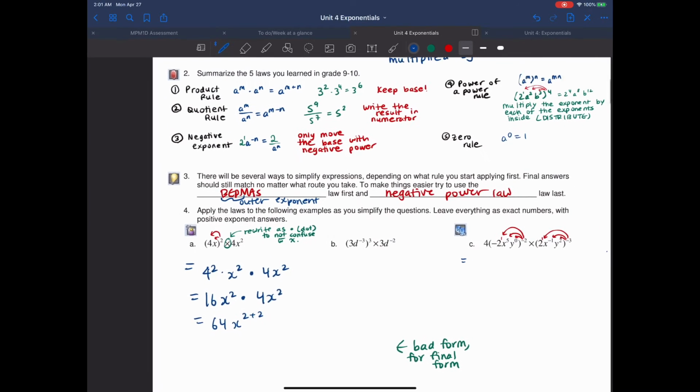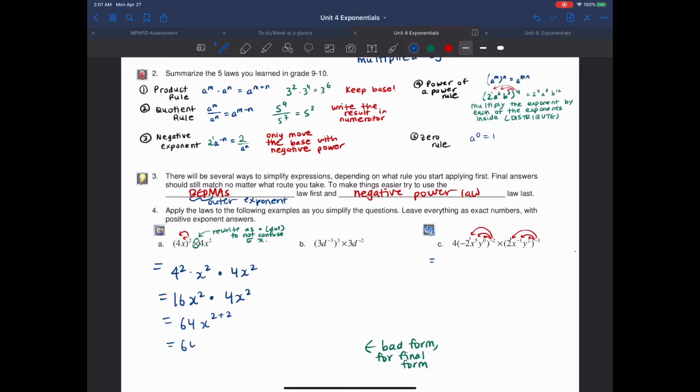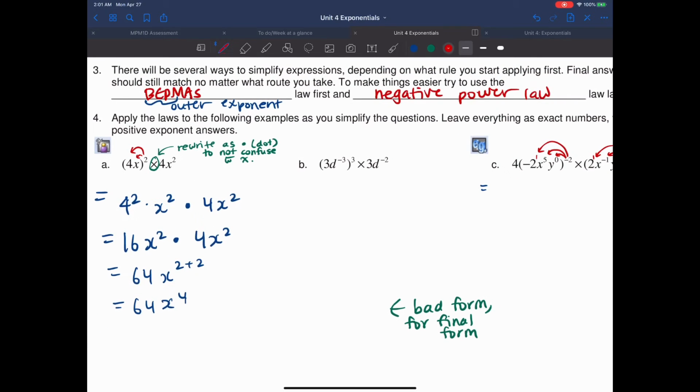And so I have, 16 times 4 is 64. And I want to show at least one time that these exponents are being added based on the product rule. And I'm getting 64x to the 4. And that's question A.